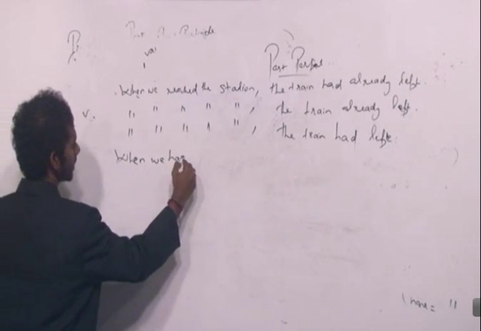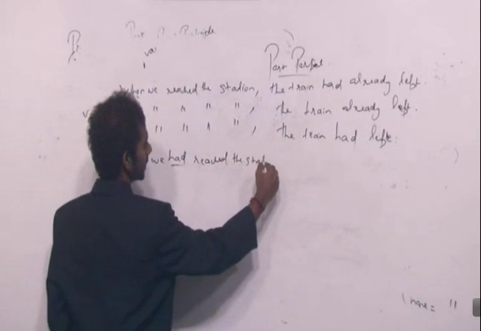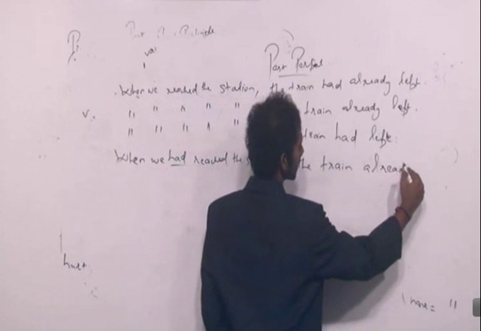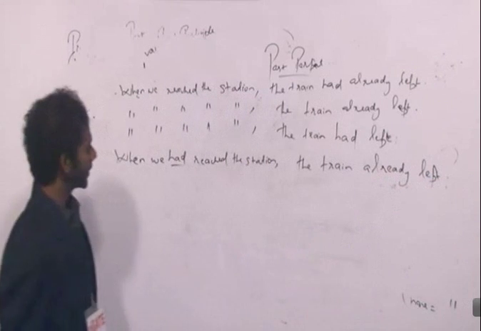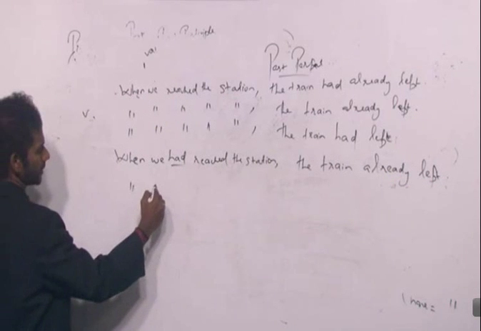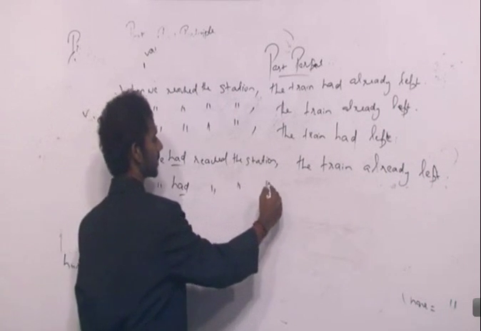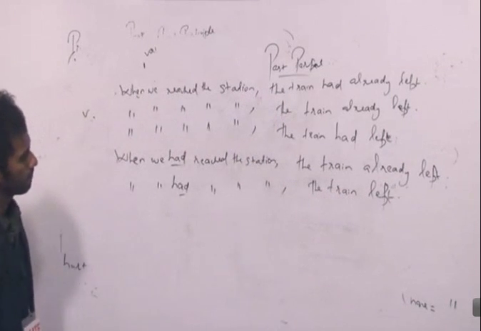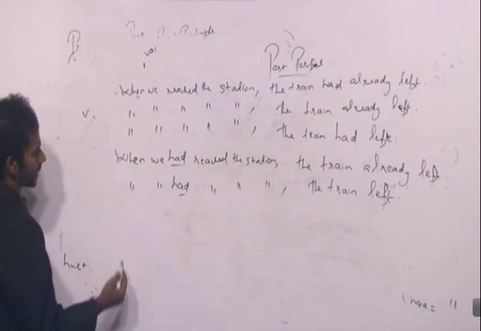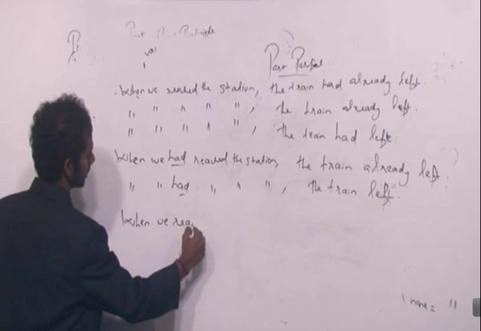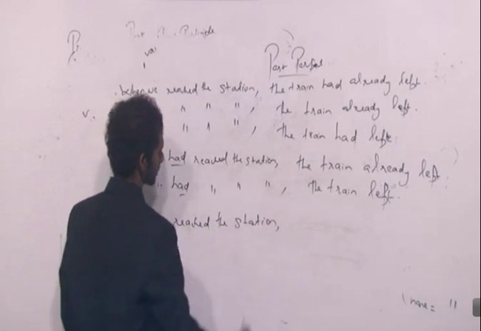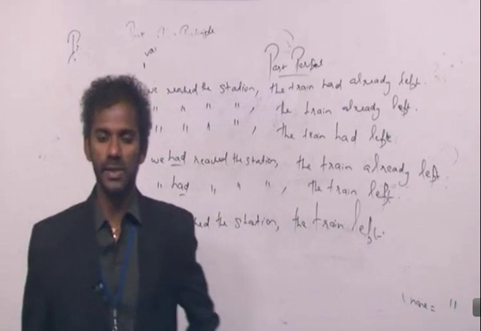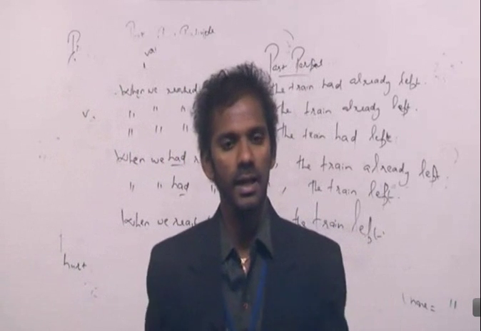When we had reached the station, the train already left. When we had reached the station, the train left. One more sentence. When we reached the station, the train left. Six sentences, right? Only 2 of these 6 sentences are grammatically correct.